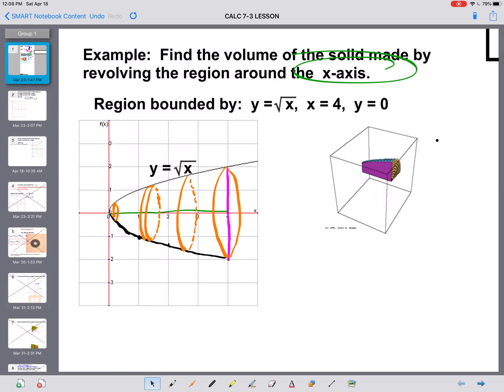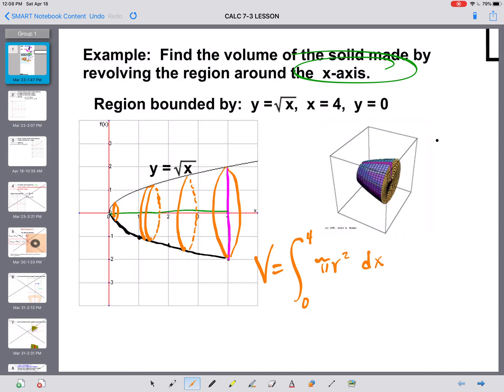So here we go. Let's go ahead and do our volume. Now, volume is the integral of area. Well, first of all, where do we start our slices? We're going to start at x equals 0. Where do we finish our slices? At x equals 4. Now, what type of cross section? When I slice this, what do I get? What's the area? Yeah, it's a circle. So it's going to be pi r squared and then dx.